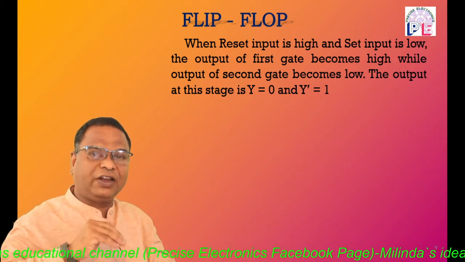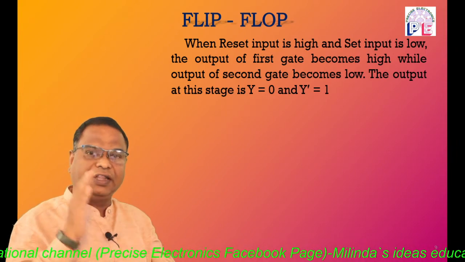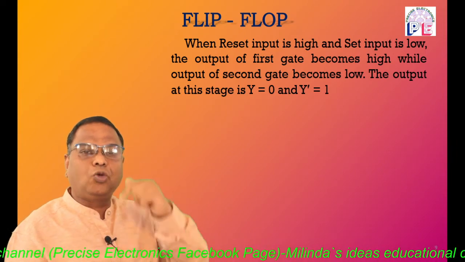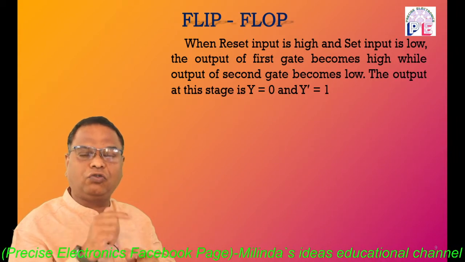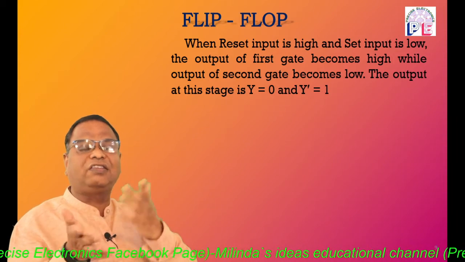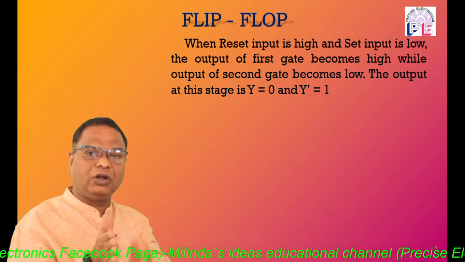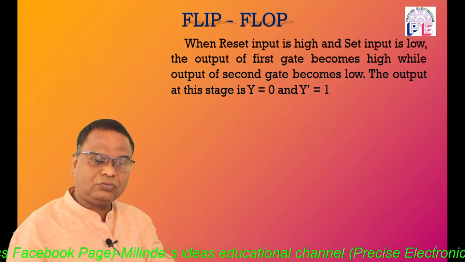So what is the output at this stage? That is Y is equal to 0, Y complement is 1. That means when set input is low and reset input is high, the output of the upper NOR gate, that is Y complement, is 1, Y is 0, so the flip flop now is in reset mode. So when S is equal to 0, R is equal to 1, the flip flop is in reset mode, so Y complement is 1.